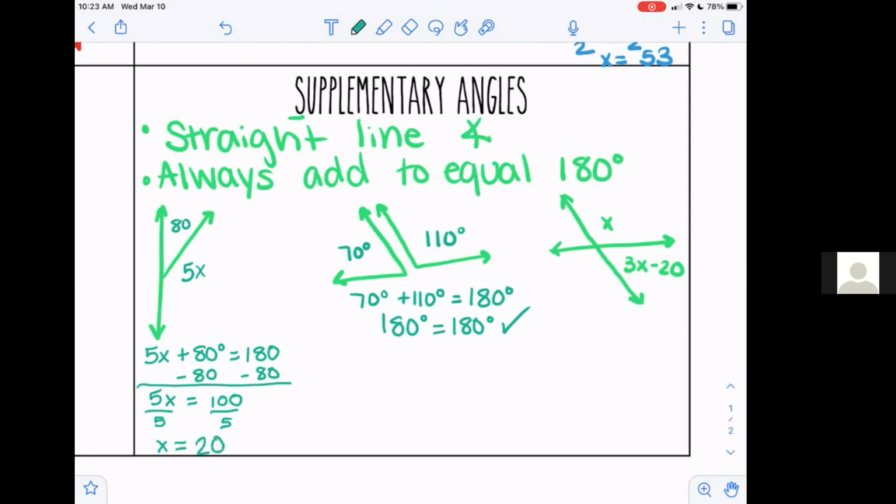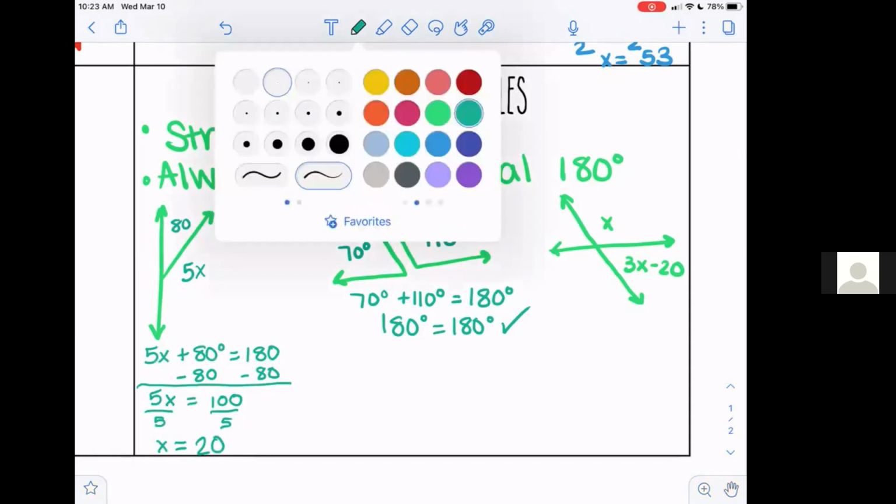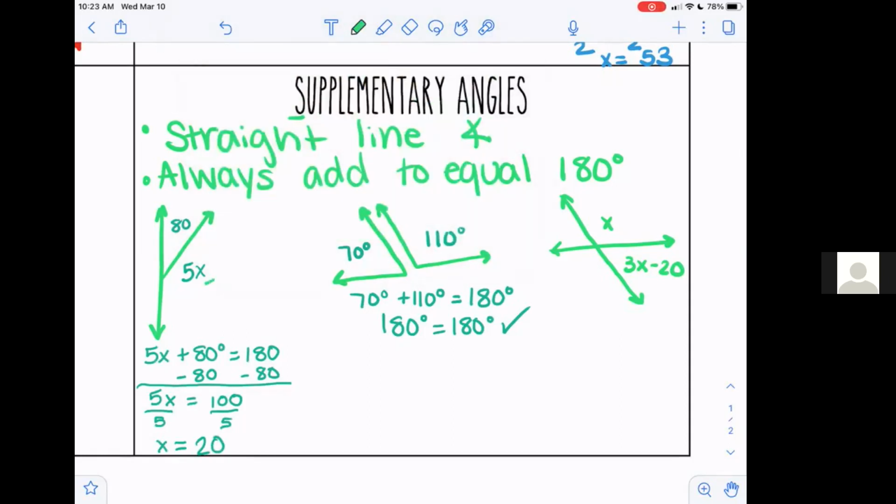So I know that that x measure is equal to 20. In order to solve, I'm going to have to say, well, 5 times 20, and that equals 100 degrees. So I know that that angle measures 100 degrees and that x equals 20. Remember, you've got to think carefully about what the question is asking you, because sometimes the question may ask you to find x, or it may ask you to find an angle measure. Make sure you're finding the right one.